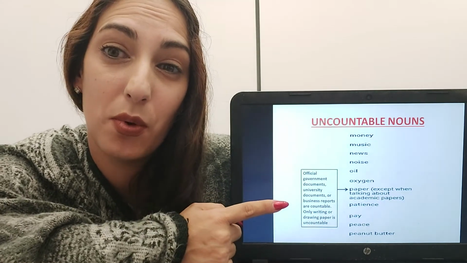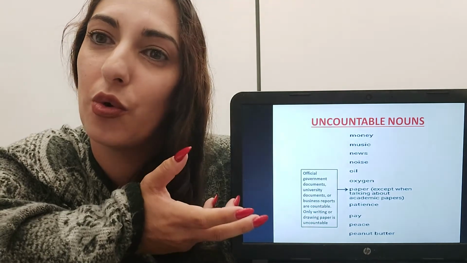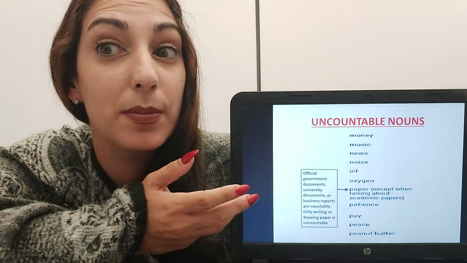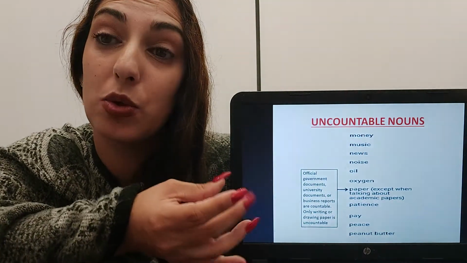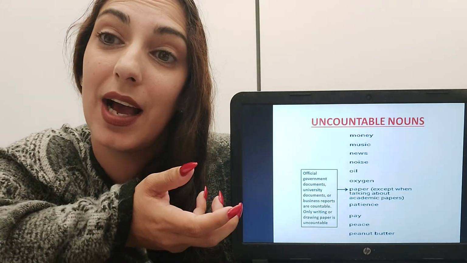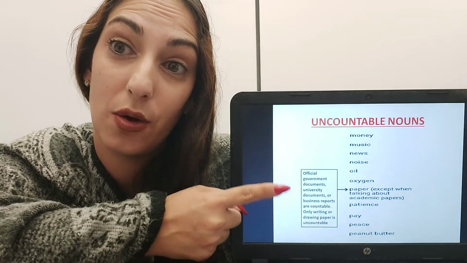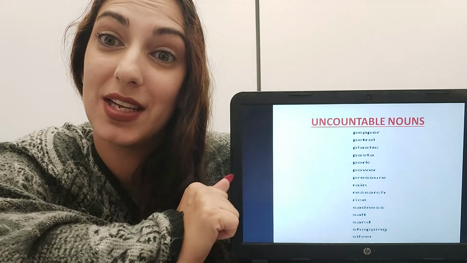Now, paper is quite an important one because paper, when we talk about writing paper or drawing paper, white or lined paper, that's always uncountable. But when we talk about government papers, university papers, or documents, we have to use it as a countable noun. Okay? So paper can be countable in this context. Let's move on. We have this list as well.